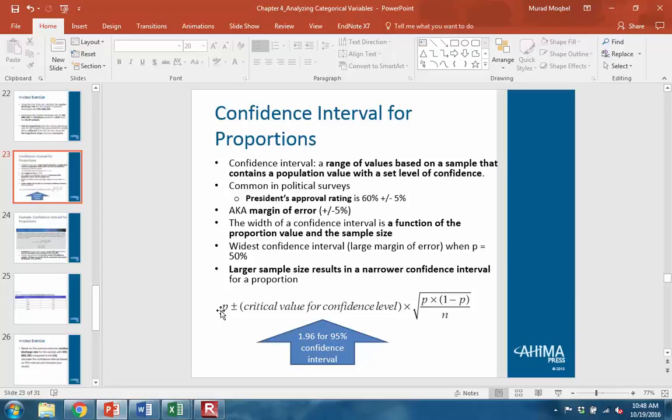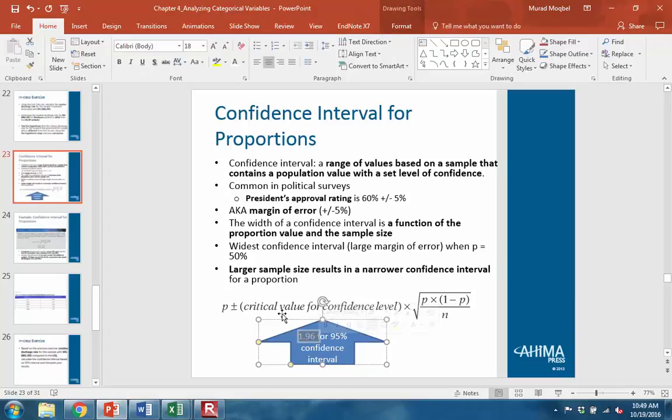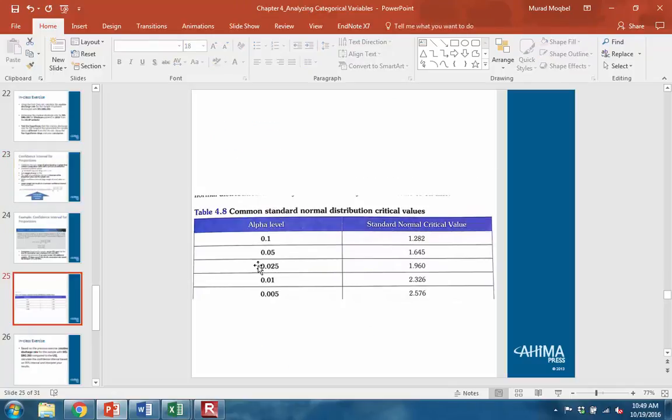The confidence interval is represented by this formula. P is the proportion, or the rate for the sample, plus or minus the critical value for the confidence level. We look up the critical value based on the p-value. If it is two-sided or one-sided, then we can determine what the critical value for the confidence level will be. If it is two-sided, the critical value will be 1.96.